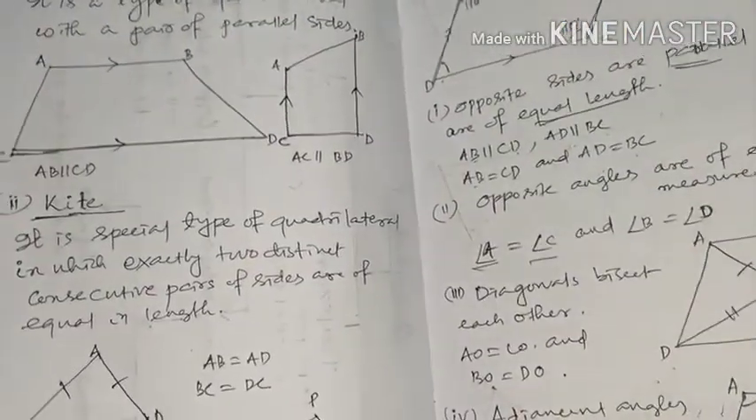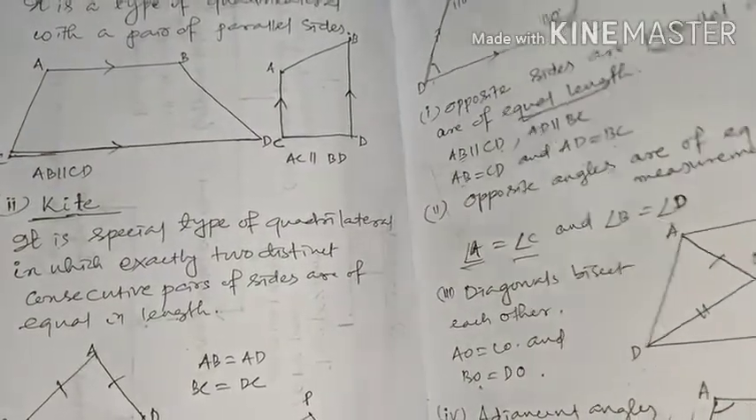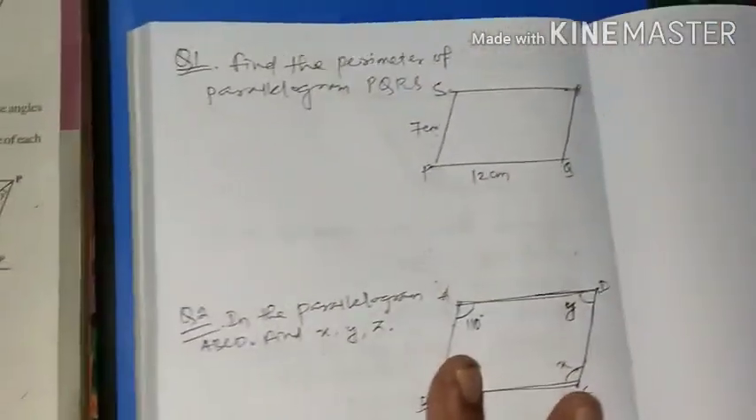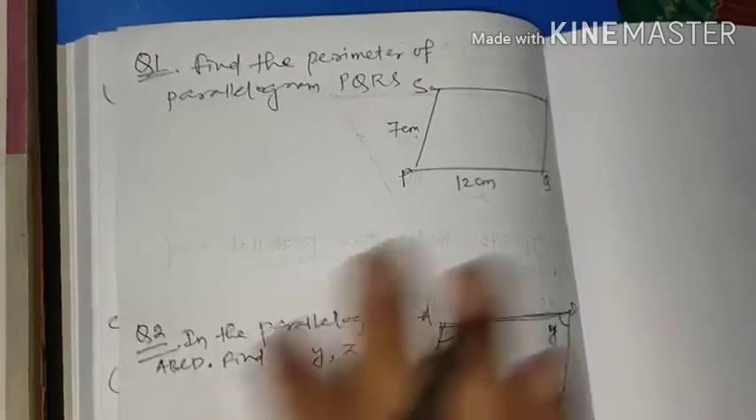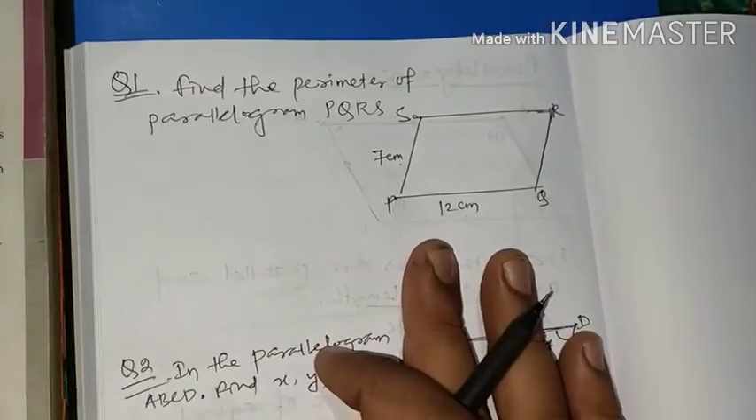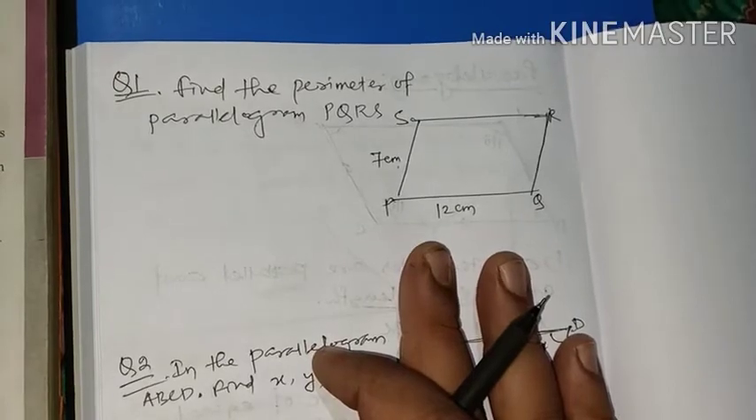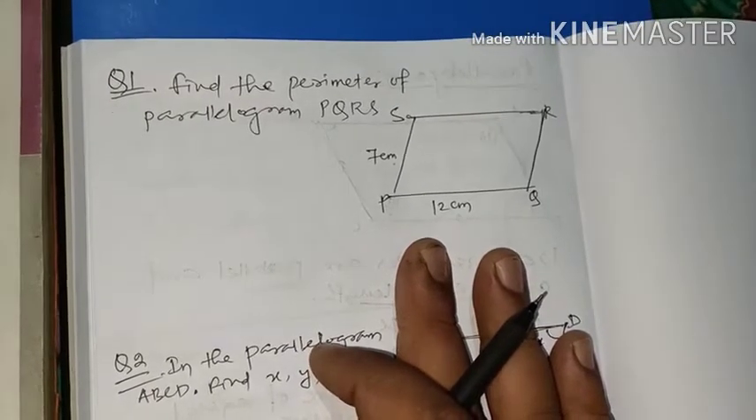Let us solve a few problems. Here the first one is written here: find the perimeter of the parallelogram PQRS. Find the perimeter of the parallelogram PQRS.